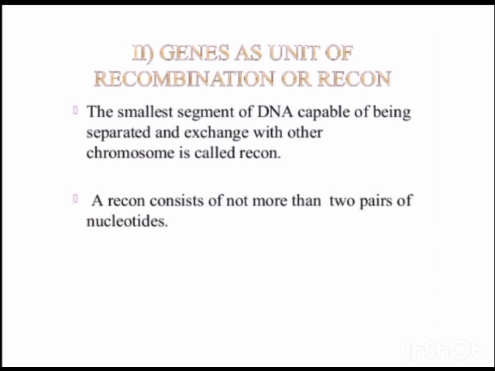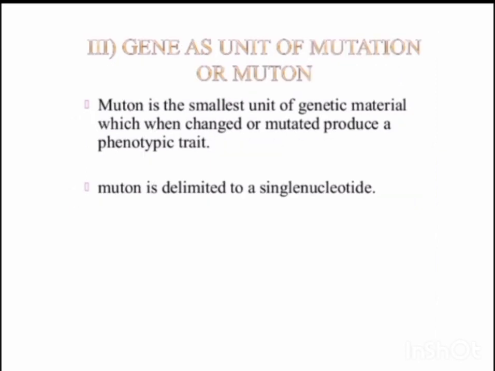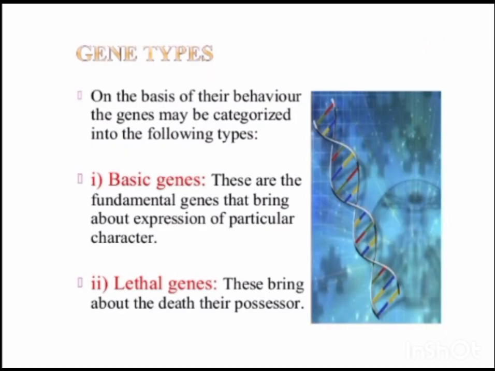Third one, genes as unit of mutation or muton. Muton is the smallest unit of genetic material which, when changed or mutated, produces a phenotypic trait. Muton is delimited to a single nucleotide. Then gene types. On the basis of their behavior, the genes may be categorized into the following types.